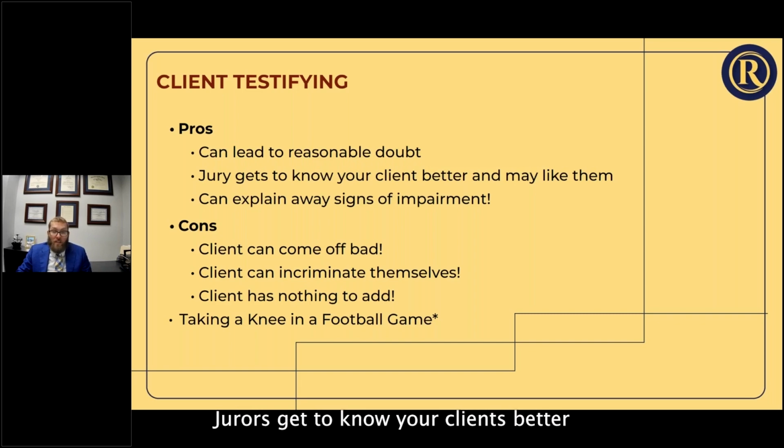Jurors get to know your clients better and may like them, and they can explain away signs of impairment. But let's look at the cons. Your client can come off bad, meaning that they now don't like your client. Your client can incriminate themselves, and your client has nothing to add.